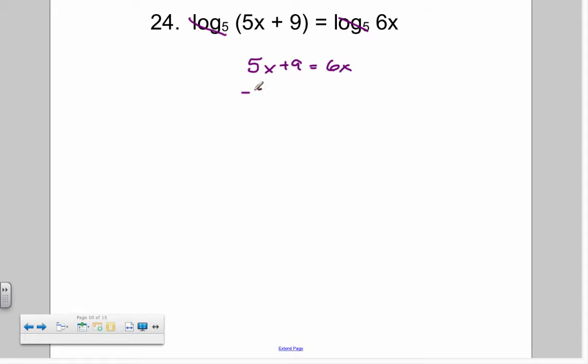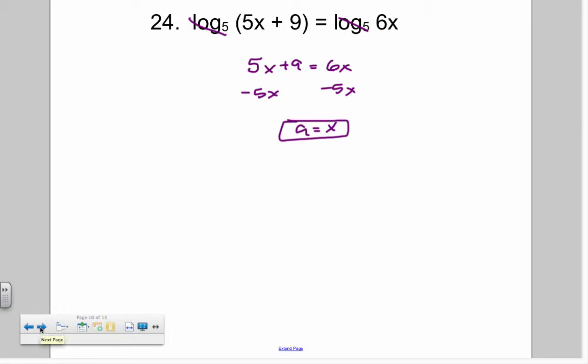I would subtract the 5x on both sides and get 9 equals x. So that one is pretty simple. When you have the logs condensed on both sides, they're the same base, just drop the logs.